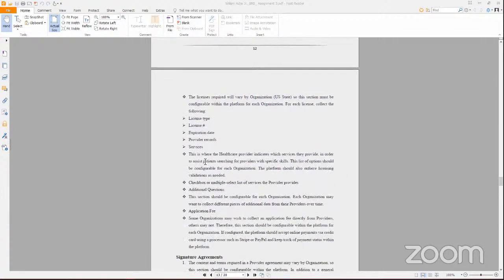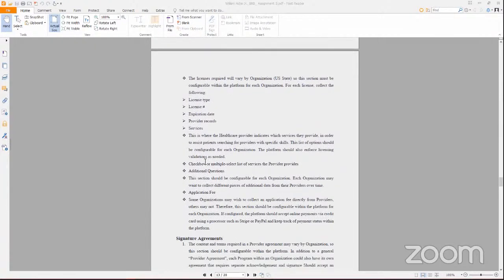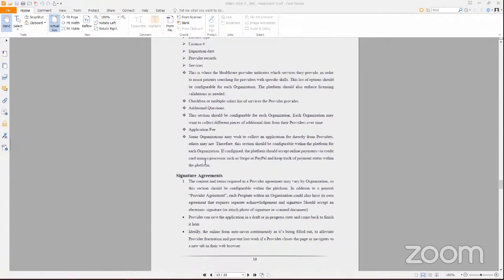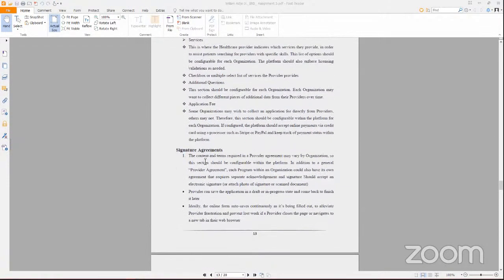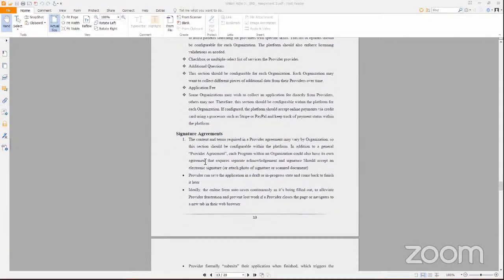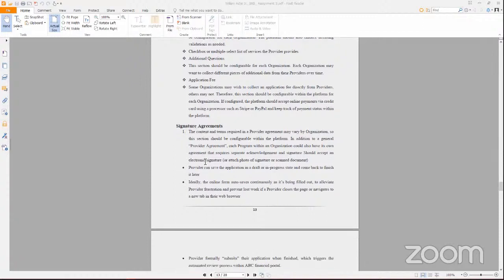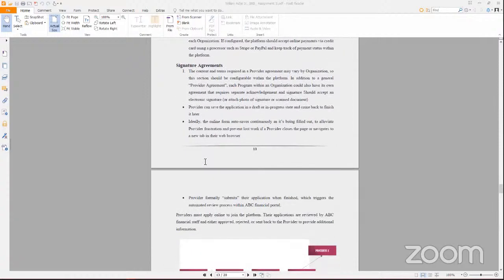Then we also have our signature agreement, where the contents and terms required in the provider's agreement may vary by the organization. So this section should be integrated with the platform, where patients and users, whoever submits any required document, can sign, can agree, and can append their signatures to it.